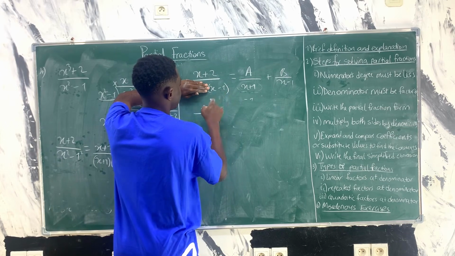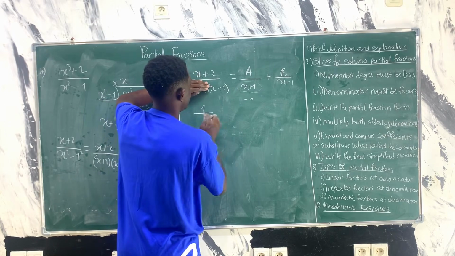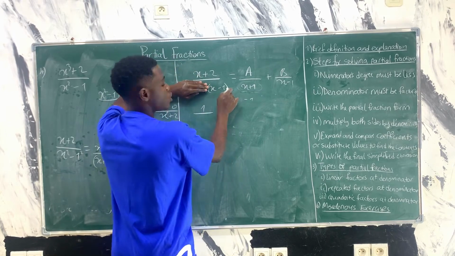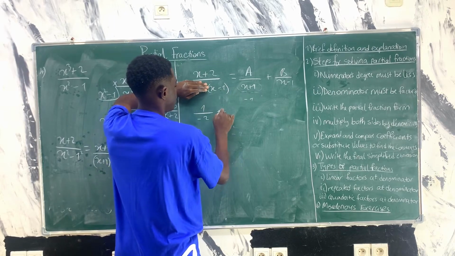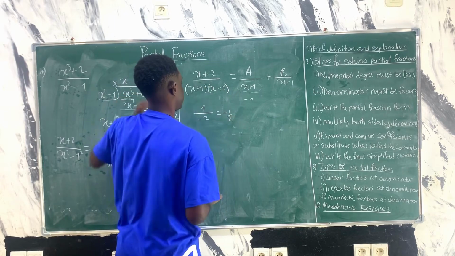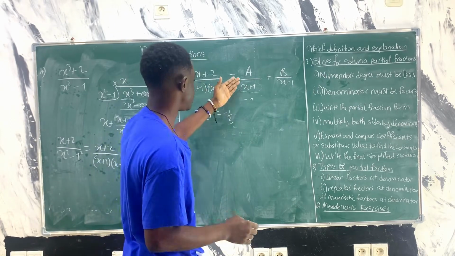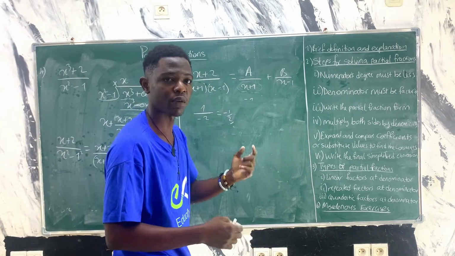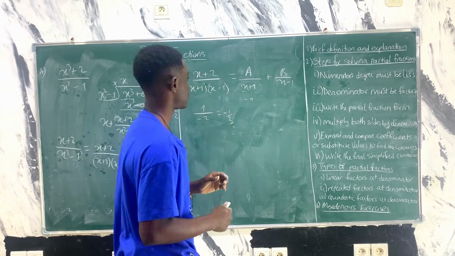1 divided by, I don't consider this part, that's what I cover up. Then I put my minus 1: minus 1 minus 1 is minus 2. That's my value of a. If you check it using all of the methods that I've been doing, you see the value of a is minus half. You can check it yourself and see.